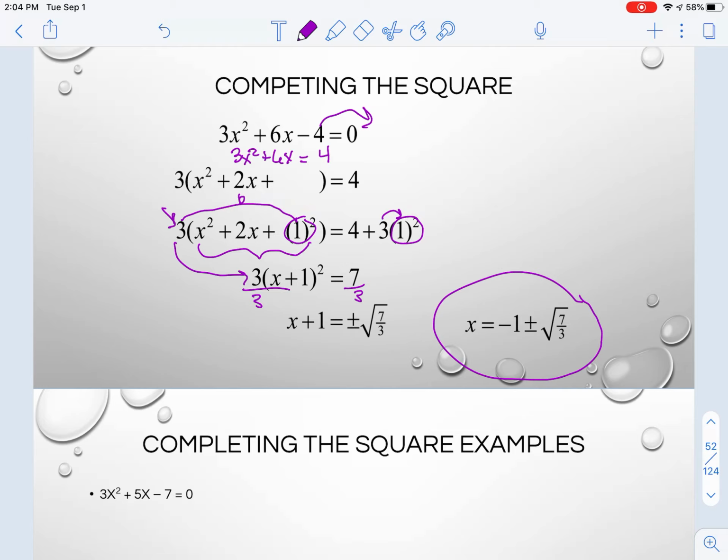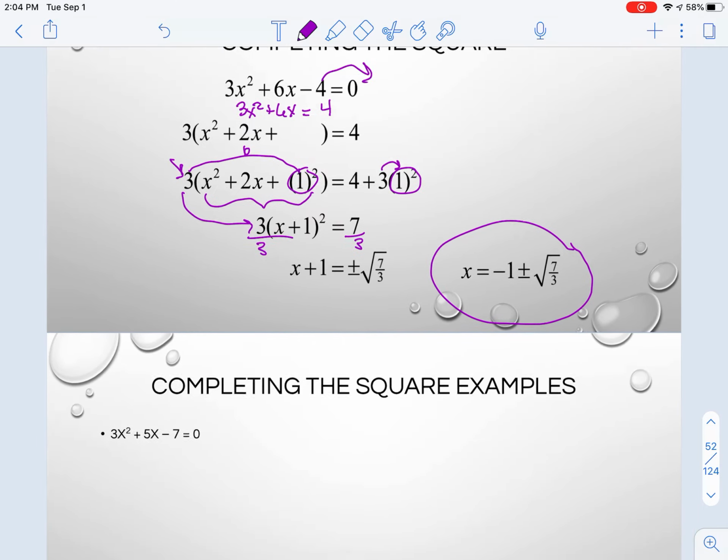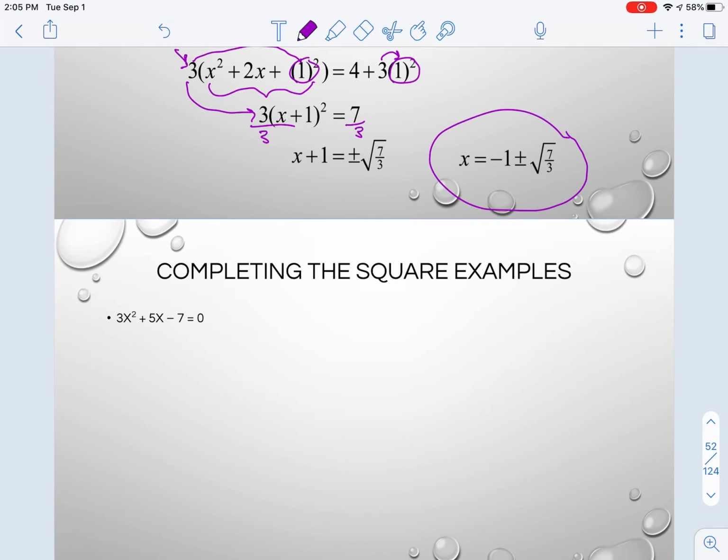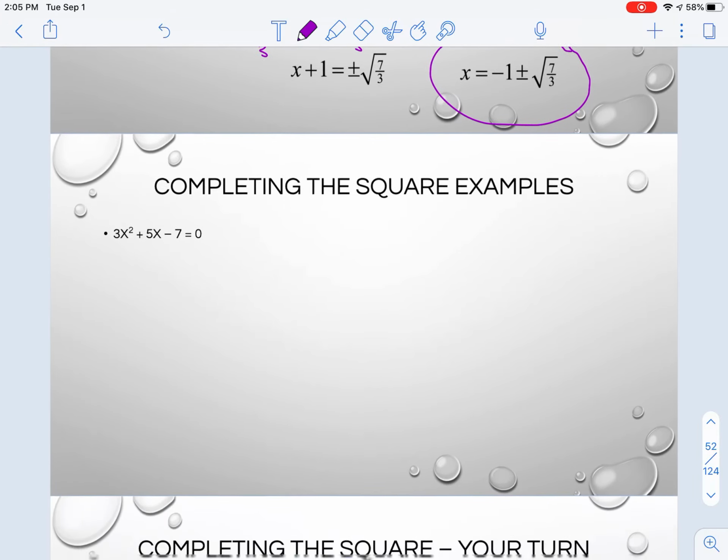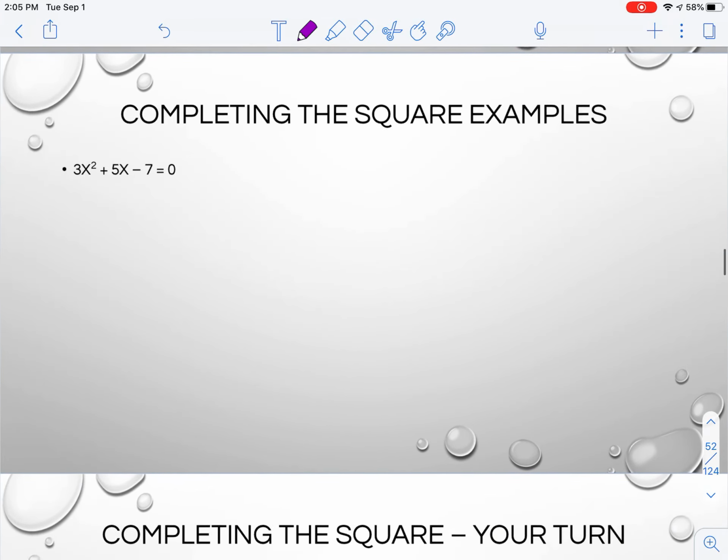Let's try another one. That's a lot to digest right now, so I'm with you. This one gets a little sloppier, so I used my graphing calculator to keep everything as an improper fraction. So if you're wondering where these fractions came from, that's where they came from.